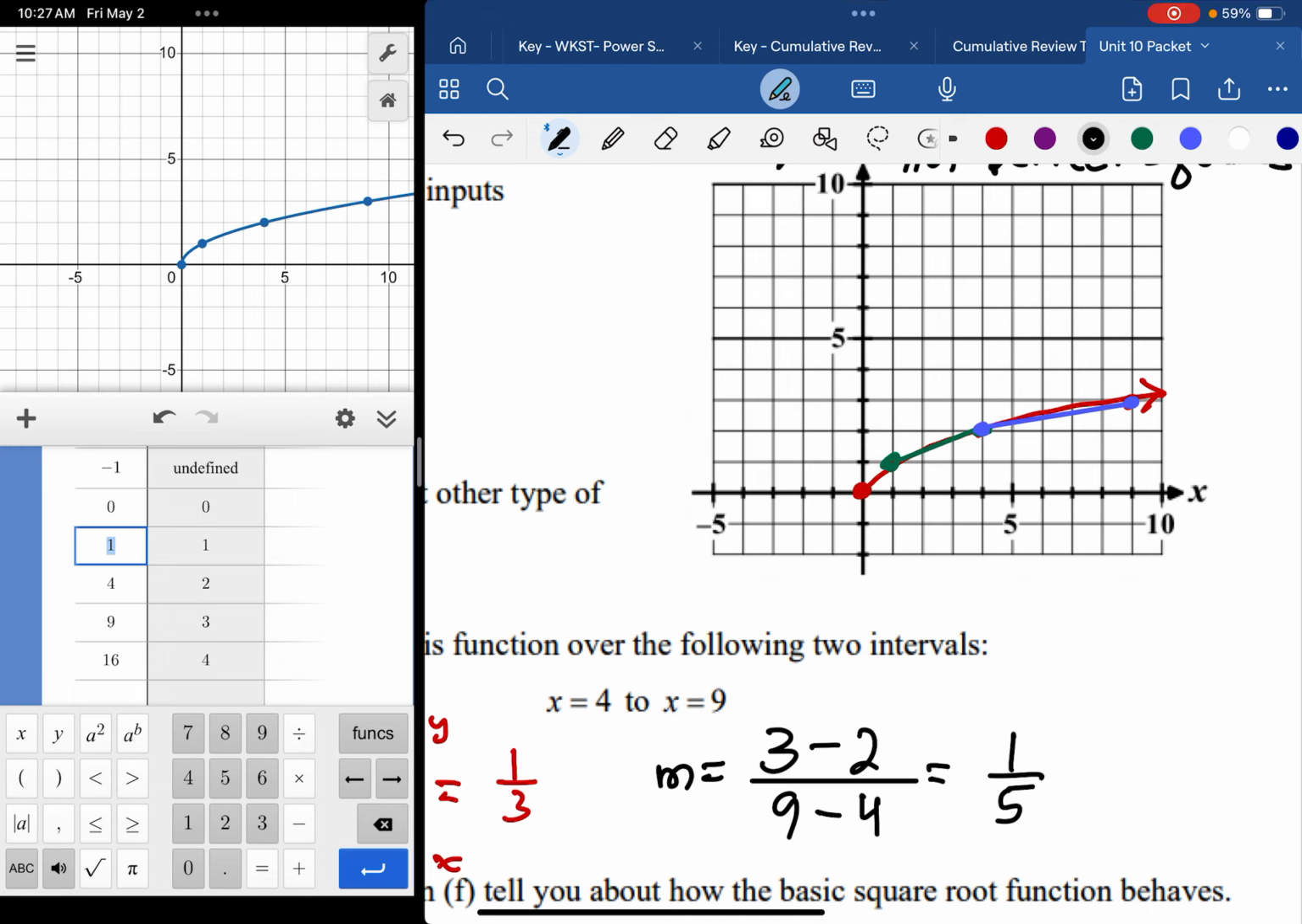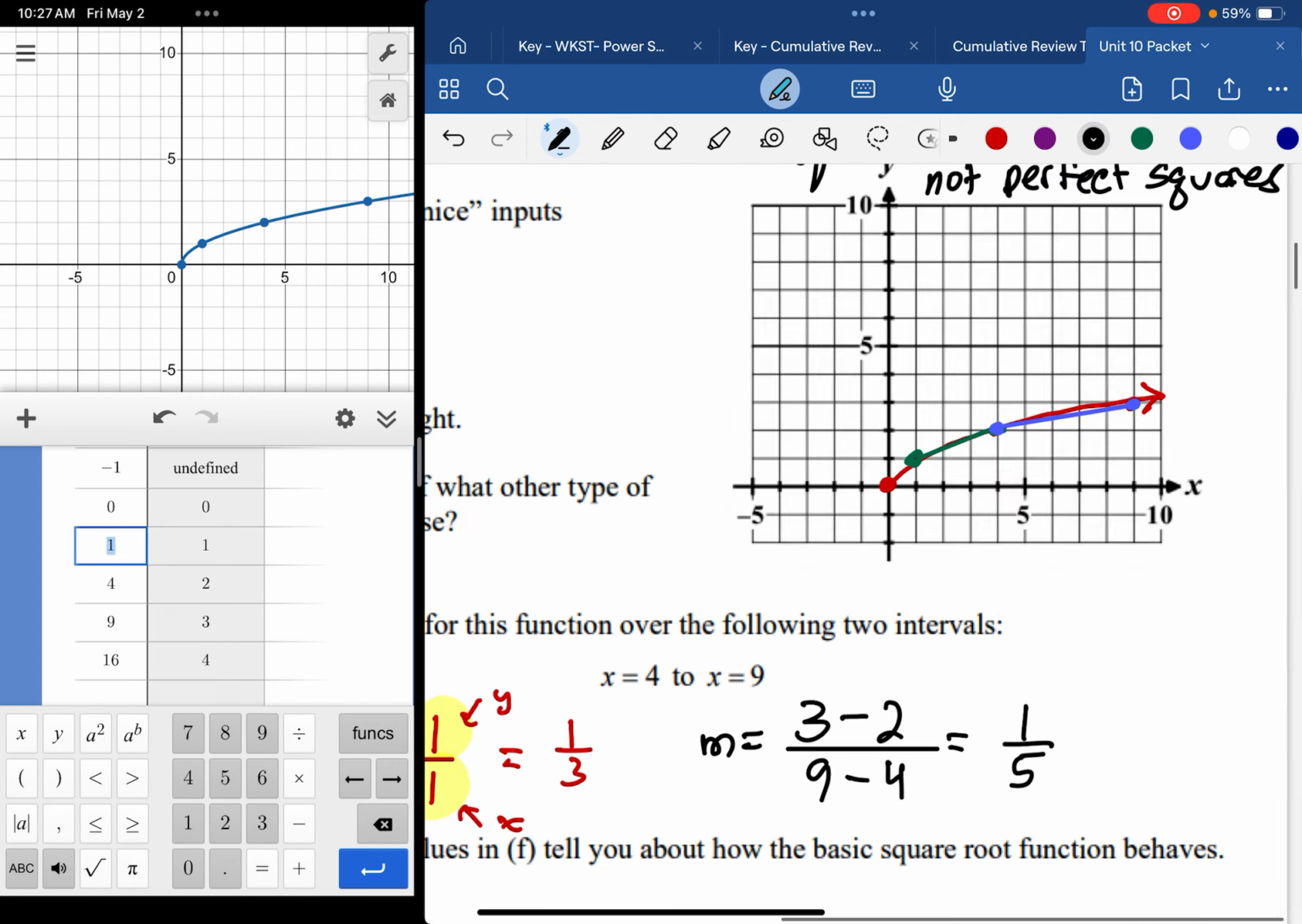All right, so it went from 1/3 to 1/5 numerically, but in terms of the actual physical slope, like the slantiness of the curve, it got a little shallower. It was a little steeper earlier on. Now it's a little bit shallower.